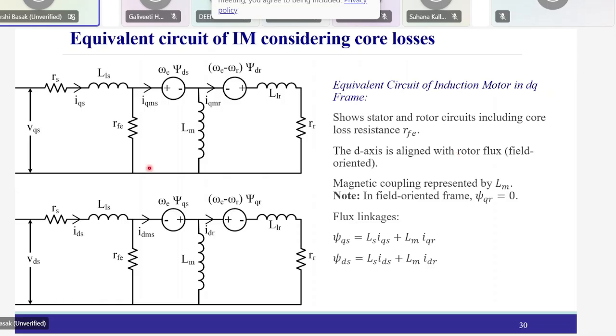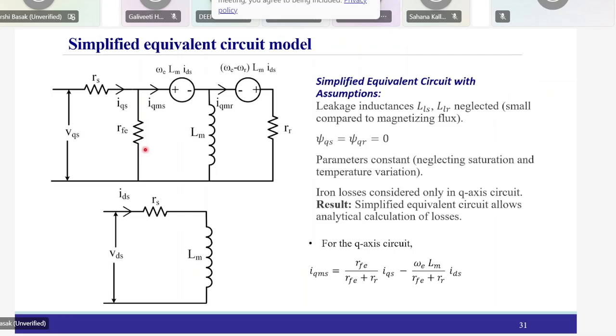This circuit takes care of the core losses. We are considering that the core losses happen mostly on the stator; a major fraction is on the stator. The rotor has either harmonic losses or some minor losses because of the fundamental component, which is due to the slip frequency. Now you have the simplified equivalent circuit model to calculate the losses.